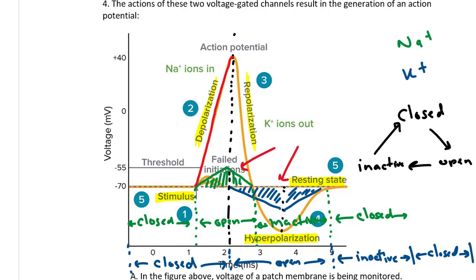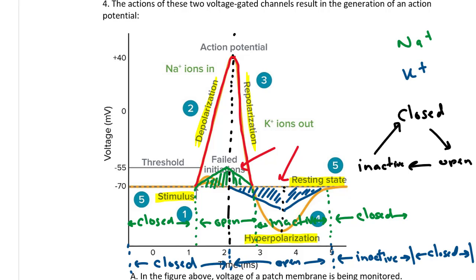channels are starting to open up. They're starting to go from closed to open. And then at the peak, they're all basically open. And then in this downhill part, the voltage-gated sodium channels are starting to transition from open to inactive, which happens randomly. And at this point, the voltage-gated potassium channels are transitioning from closed to open.